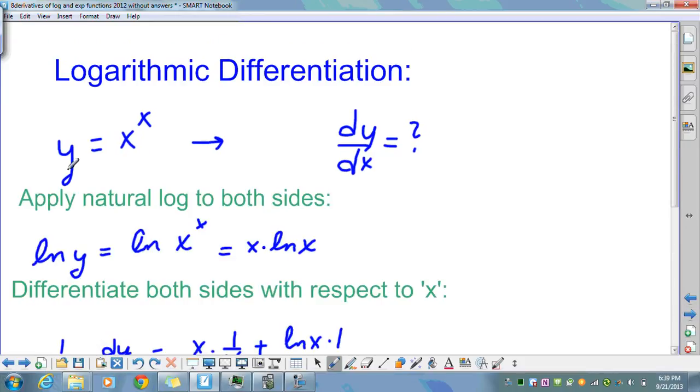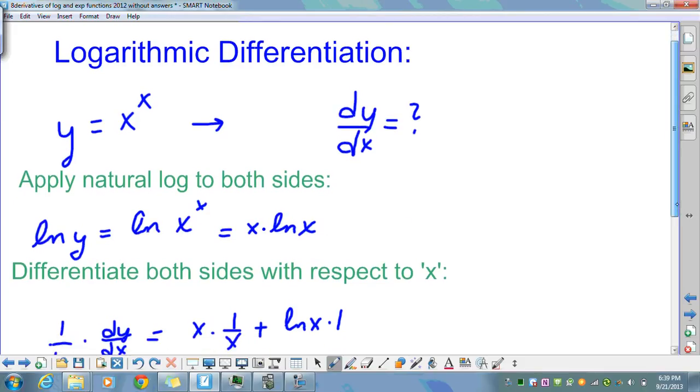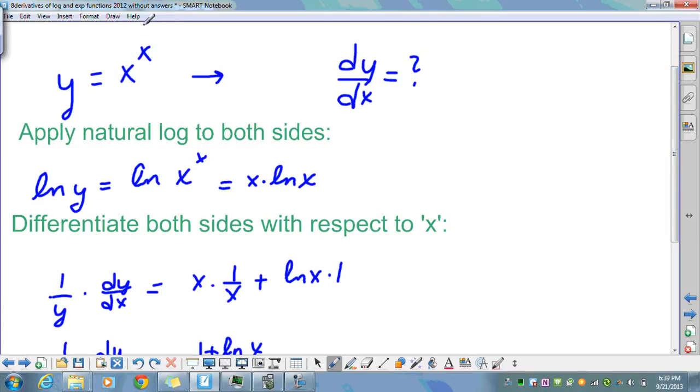So if you have a variable base and a variable power, you can use logarithmic differentiation. And the way to do that is apply natural log to both sides, which I did. Bring the power down. That's the property of logs. Then you differentiate both sides. Because the way this stands, we really don't have a rule for it. If it was 3 to the x, there's a rule for how to differentiate. x to the 3, there's a rule for how to differentiate. But a variable to the variable power, we just don't know. So that's why we apply natural log to both sides.